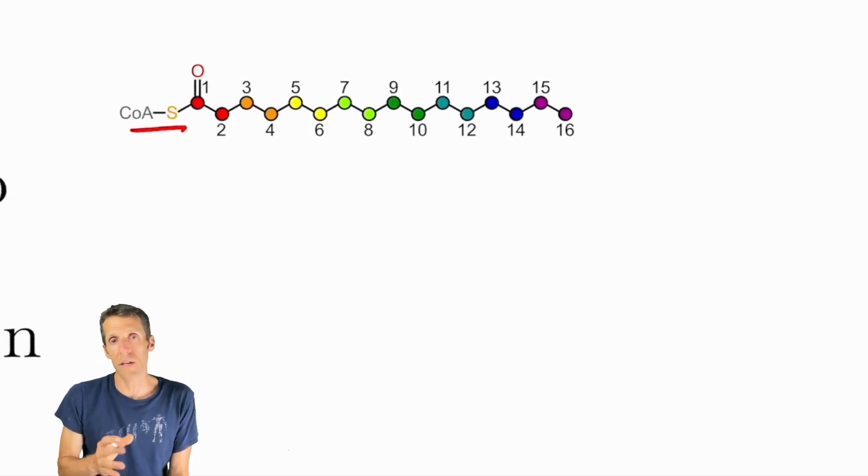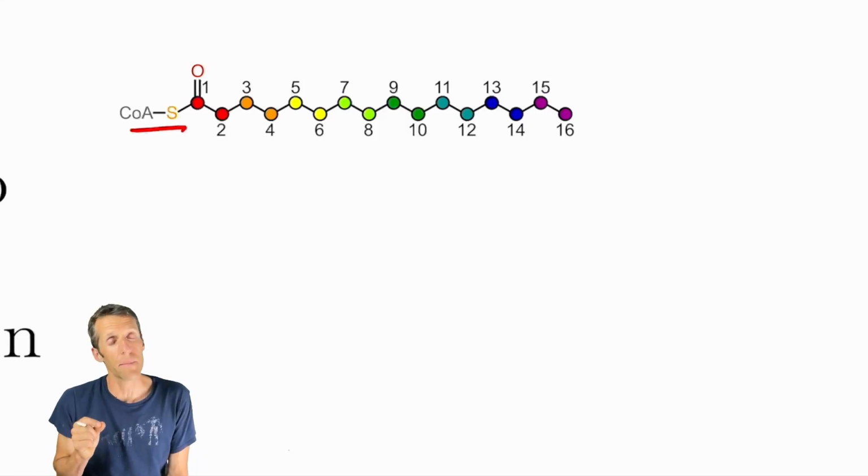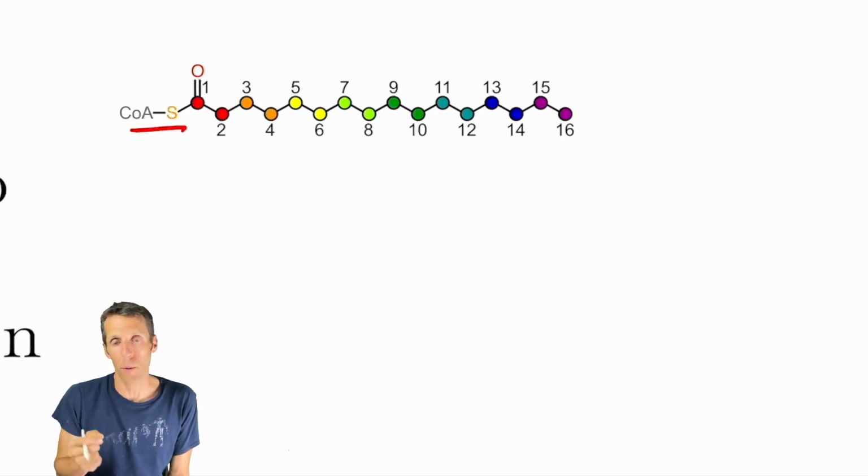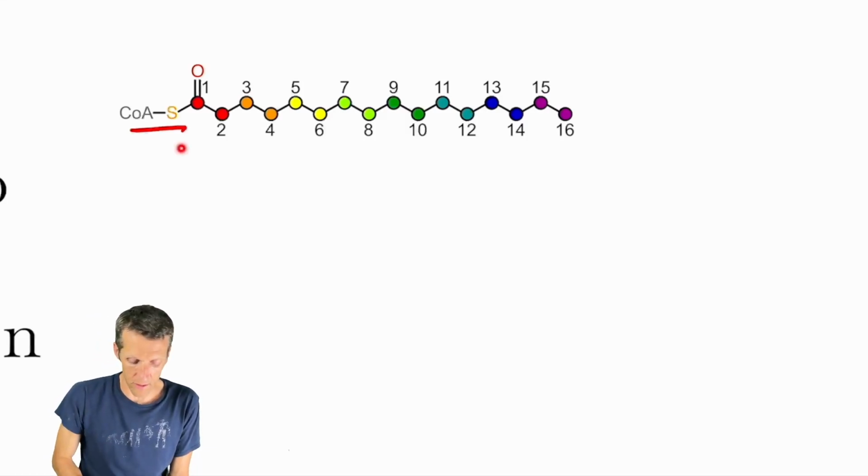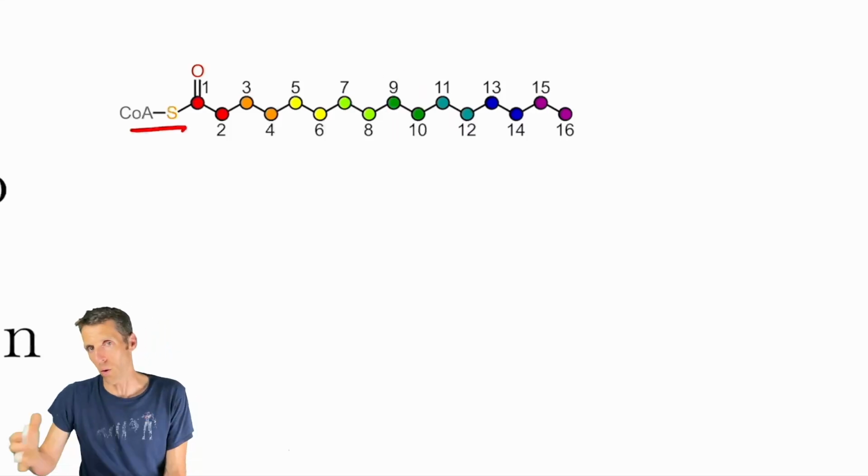And then what I've done is I've numbered the carbons, 1 through 16, starting left to right, and I've colored them in blocks of 2. So we've got a purple 2, a blue 2, a sort of teal 2, a green 2, etc., sort of in a rainbow array.